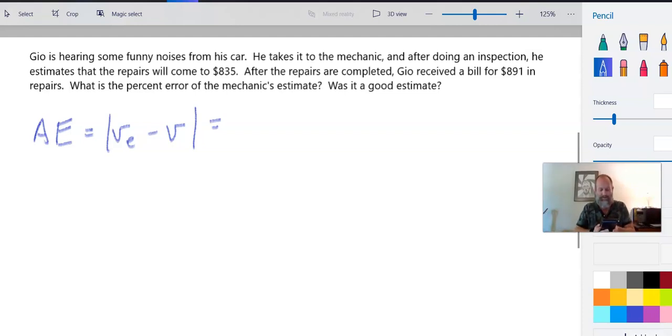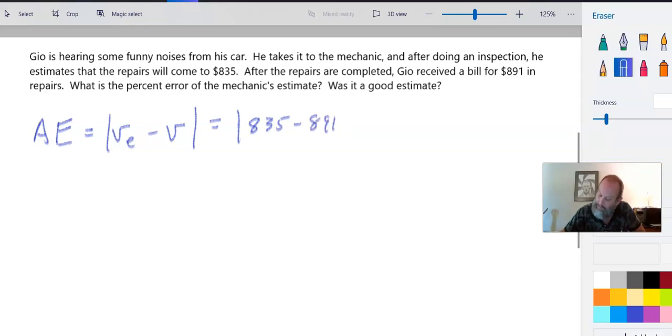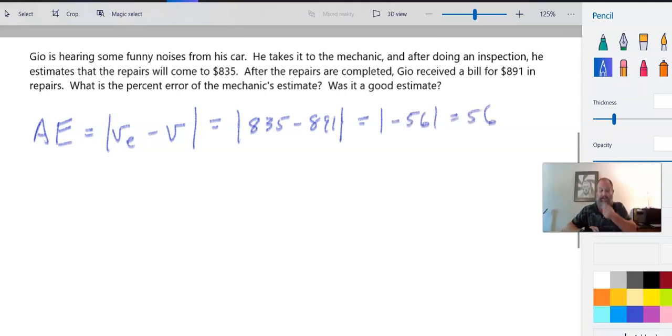We'll just subtract those two numbers. So we have 835 minus 891. I'm actually going to write that down so we can see the computation. Okay, and if we compute that, that ends up being the absolute value of negative 56, which is 56. So 56 is our absolute error. The estimate was off by $56, right? We can even put the dollars in if we want to remember what we're looking at here.